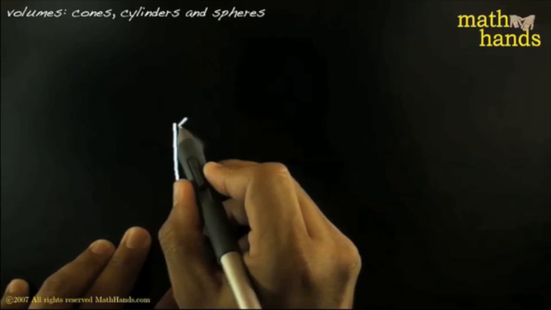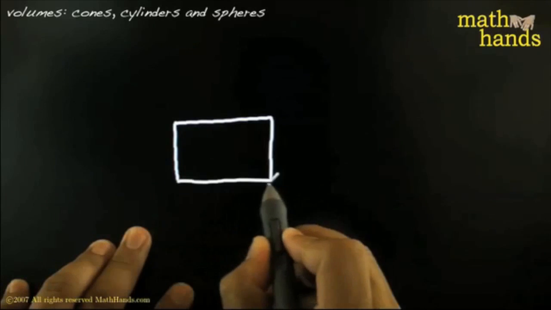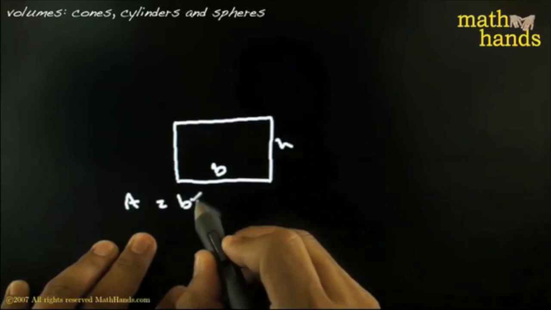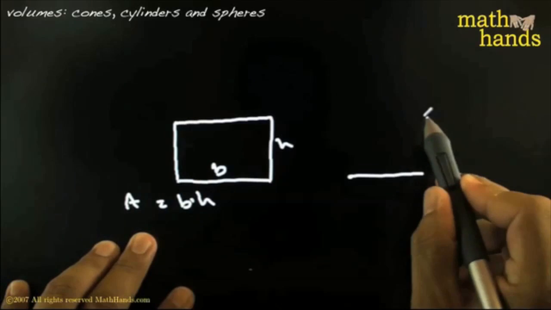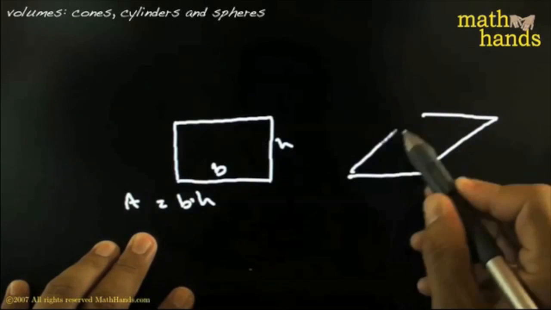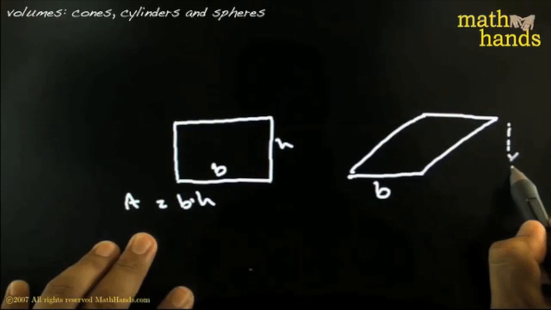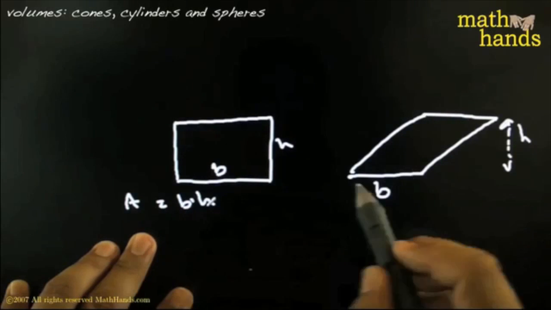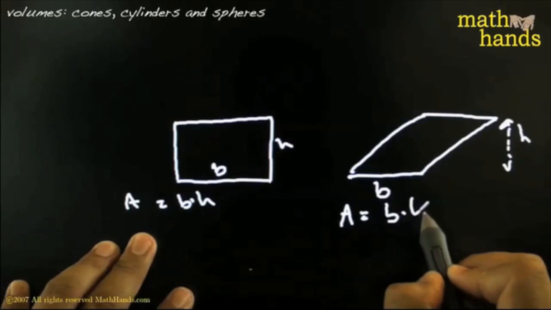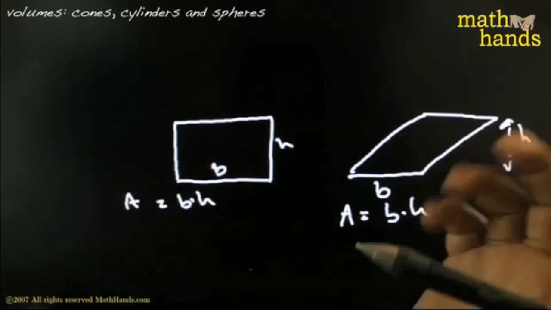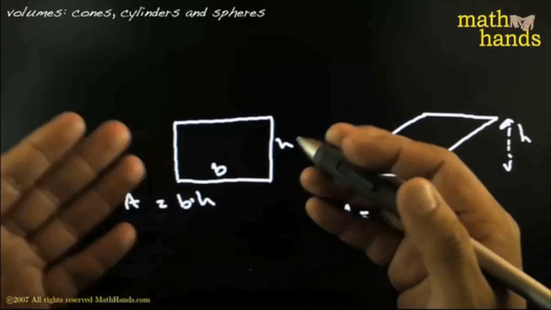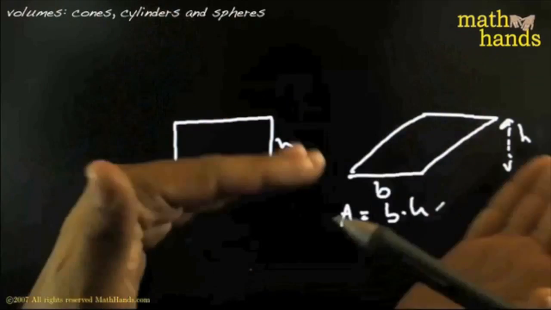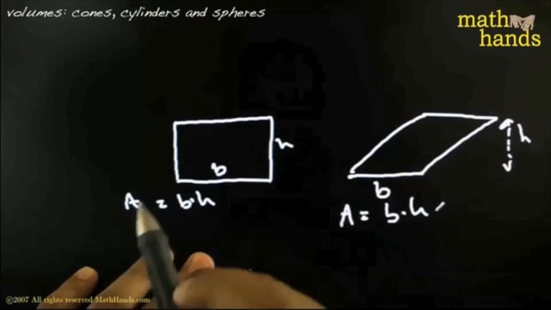For example, if you have a rectangle, you know that the area is equal to base times height. Then you ask the simple question: what would happen if you slant this, and you still have the same b, and this length right here is still h? And the question is, how does this area compare to that area? And the area here is still base times h. So this would not be from the volumes chapter, but from the area chapter, another example where you can see that slanting things does not change the area in this case.